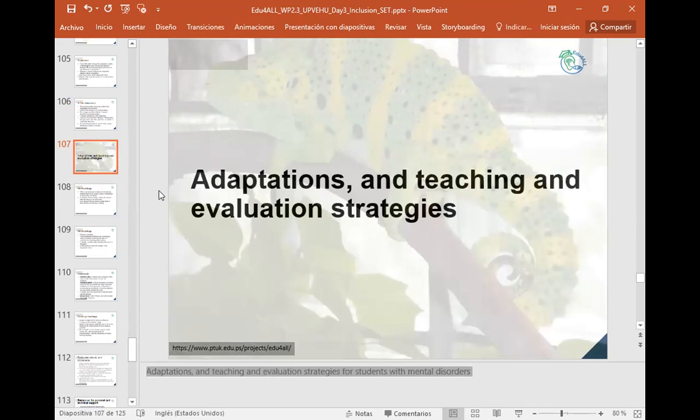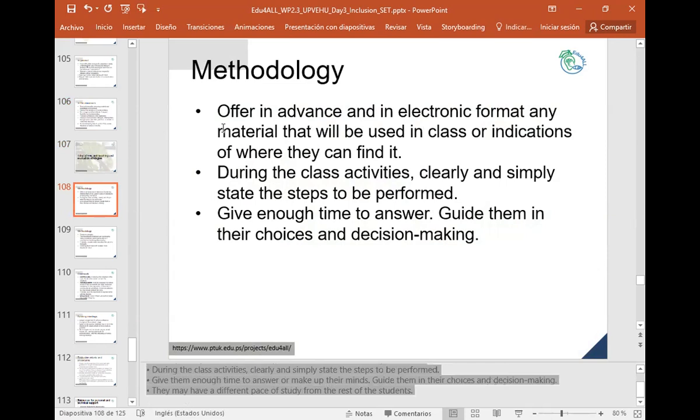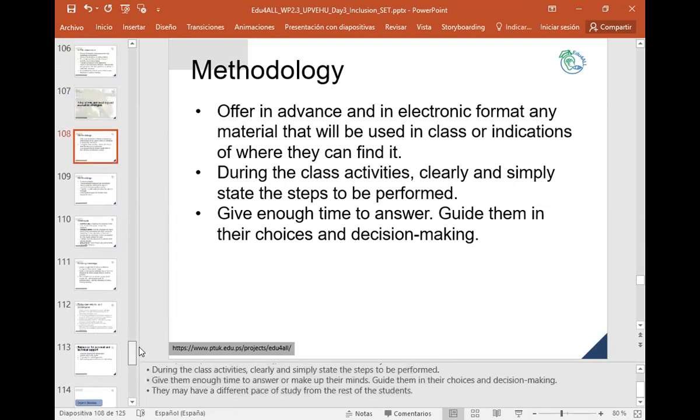Adaptations and teaching and evaluation strategies for students with mental disorders. Offer well in advance and in electronic format any material that will be used in class: notes, documents, readings, bibliography, outlines, slides, films and videos, or indications of where they can find it. During the class activities, clearly and simply state the steps to be performed. Give them enough time to answer or make up their minds. Guide them in their choices and decision-making.